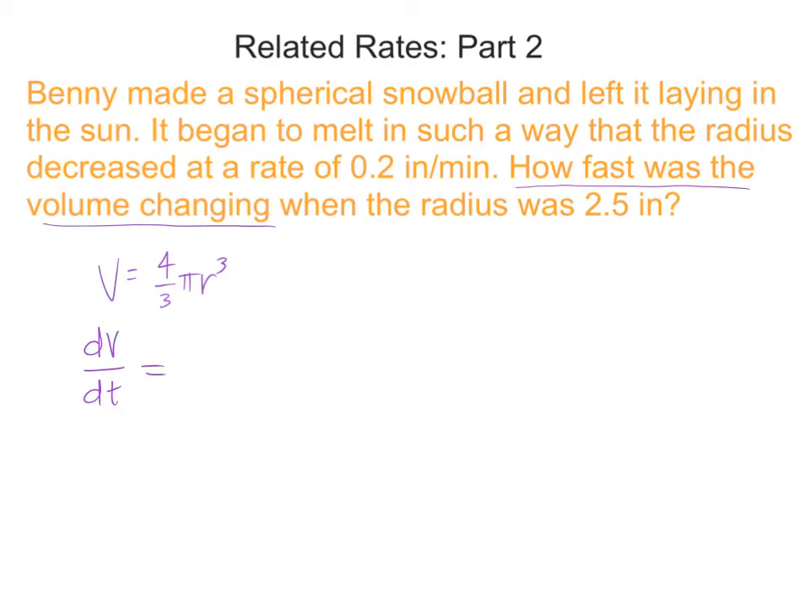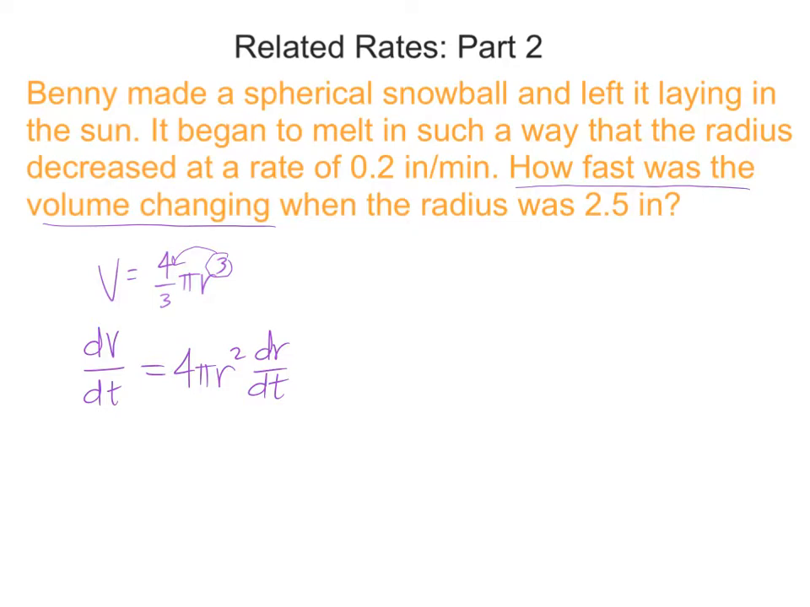4/3 pi, that's all constant. So when I drop my 3 down front, it's going to cancel the 3 that's already under the 4, and I'm going to get 4 pi r squared dr/dt. Okay, so that 3 dropped down and multiplied by the 4/3 that was already there, canceling the 3 in the denominator. Remember, pi is a constant. Even though it's a Greek letter, it's still a constant. The 3 decreases to a 2, and we add on dr/dt because we're taking the derivative with respect to time. So this one's still pretty straightforward.